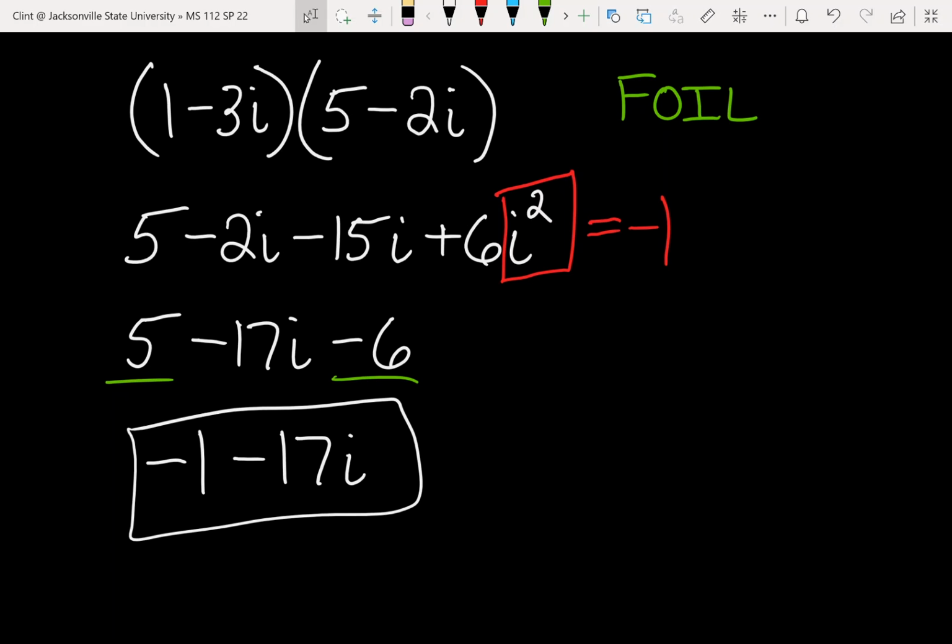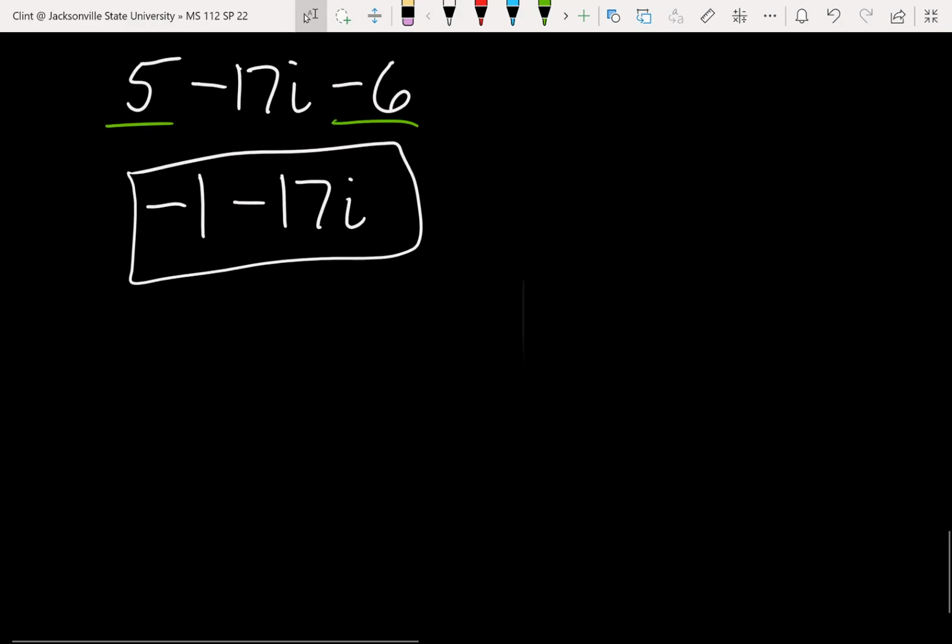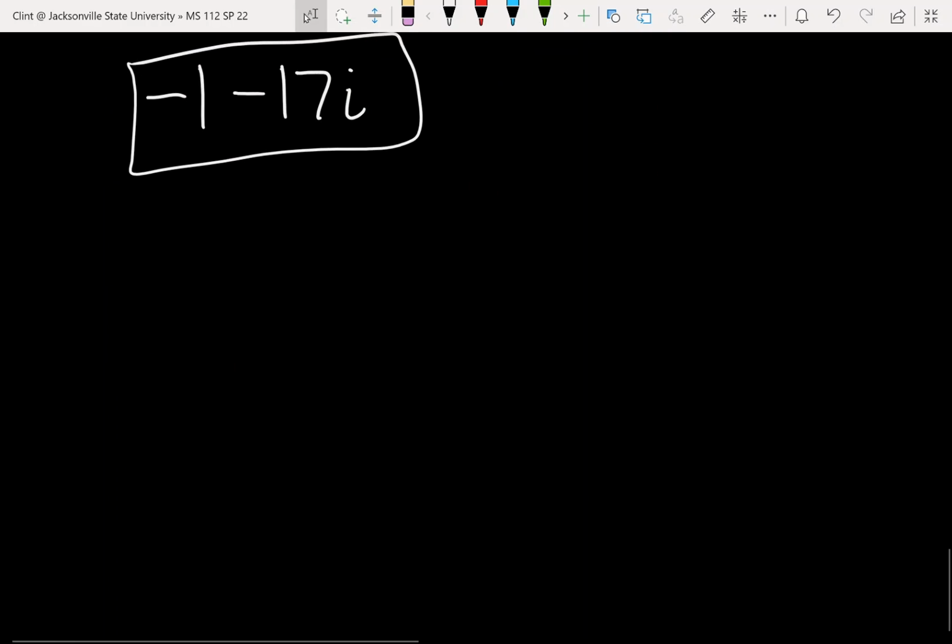So let's do one more to warm up. Another multiplication here. We'll do another FOIL.